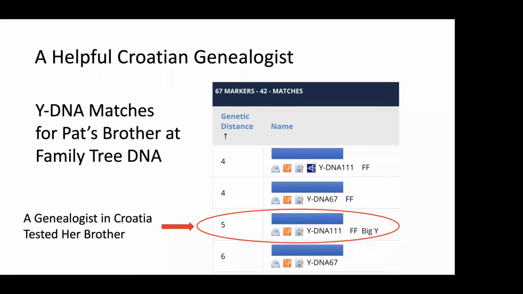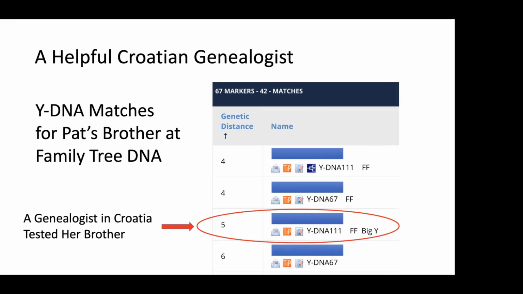As the one managing his account, I was contacted by the sister of a Y-DNA match. She is a genealogist living in Croatia who reads and writes English, and she offered to help. I shared the names, birth dates, and villages of Pat's grandparents, which were all we knew. She searched Croatian state archives and even traveled to the parish churches that served their ancestral villages. She copied and translated the records from Italian and Croatian into English.